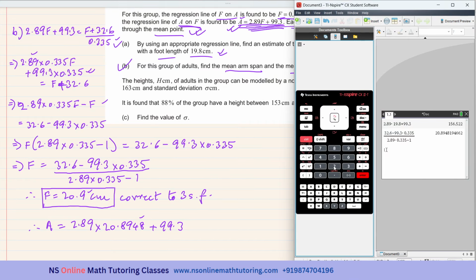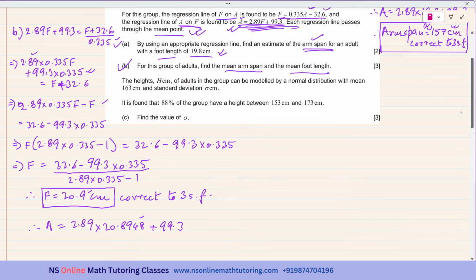So it is 2.89 times 20.8948 plus 99.3. 159.68 and all. So correct to three significant figures, it will be 160 centimeters. Okay.